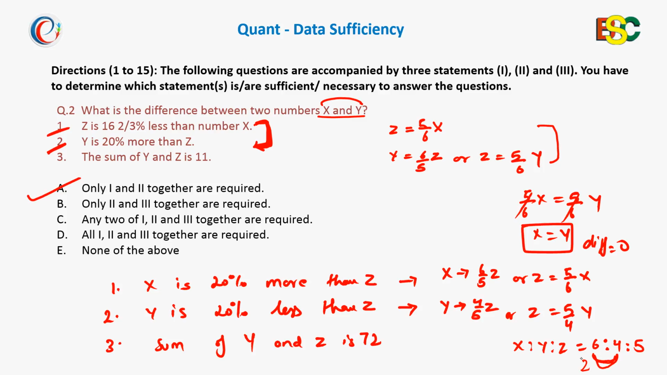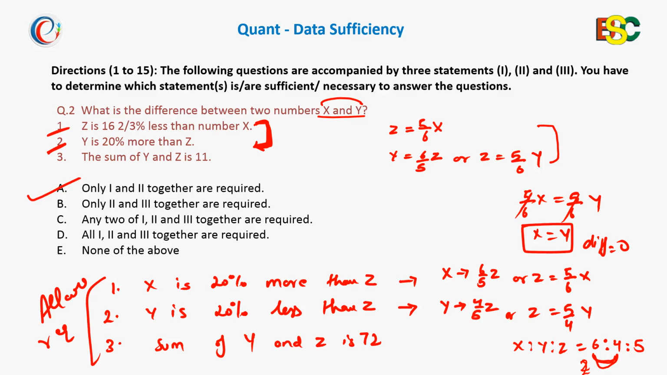Now this 2 is not the difference between the values of x and y. Here this is the proportionate value, or 2 is a multiple of the exact difference between the exact or absolute values of x and y. So in this question all three statements are required, as we need to frame all three equations, and three equations will give us the answer, that is the difference between x and y.